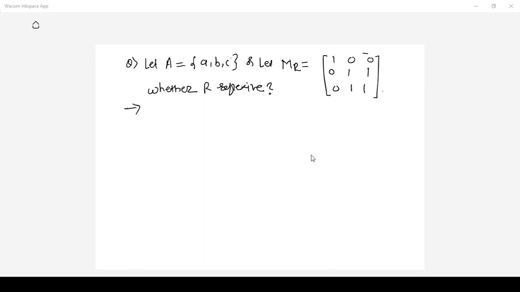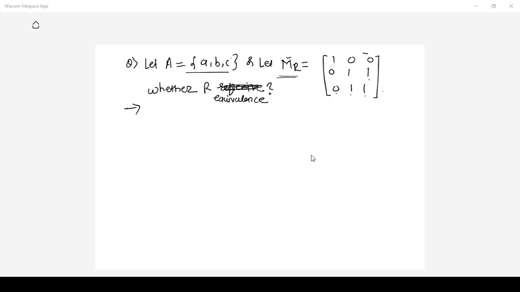Let us see one more example. Let set A equal {a, b, c}, and let MR, meaning matrix representation of R, be defined as 1 0 0, 0 1 1, 0 1 1. We need to check whether this relation, which is defined in matrix form, is an equivalence relation or not. Instead of reflexive, check for equivalence, whether the given relation R is an equivalence relation or not.